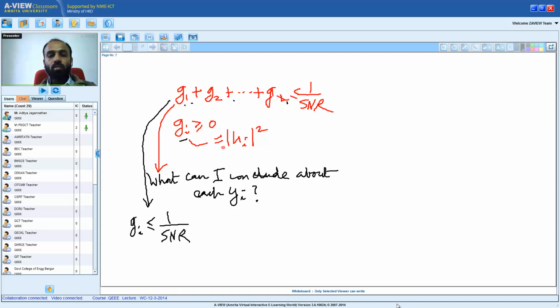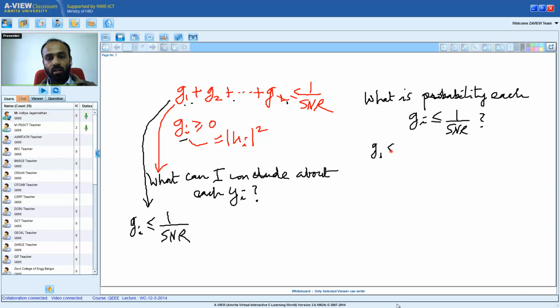Now therefore, my question is, what is the probability that each GI is less than or equal to 1 over SNR, which is basically we are saying G1 is less than or equal to 1 over SNR, G2 is less than or equal to 1 over SNR, and so on, GL is less than or equal to 1 over SNR. What is the probability of this event?